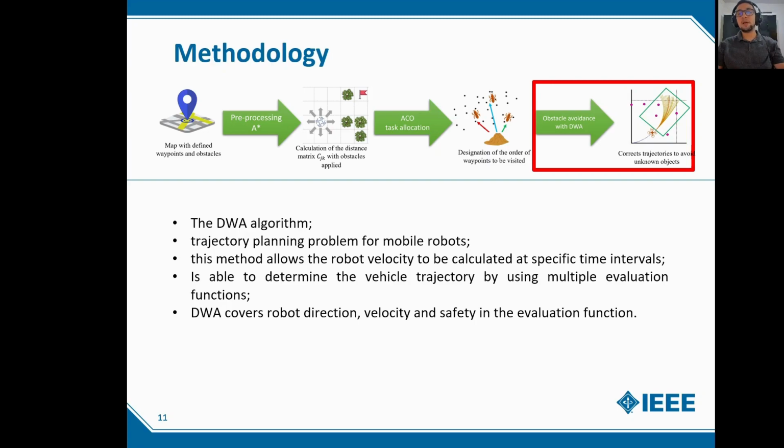In addition, the DWA is able to determine the vehicle trajectory by using multiple evaluation functions. The DWA covers robot direction, velocity, and safety in the evaluation function.